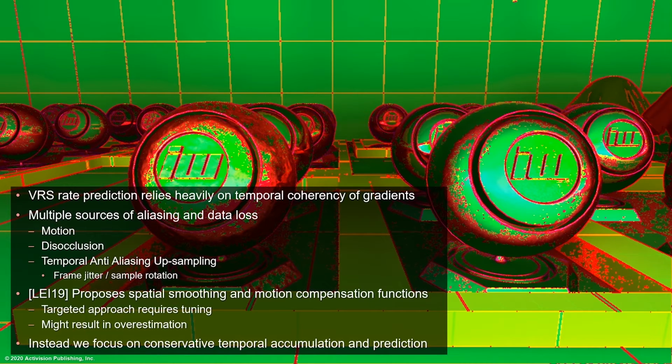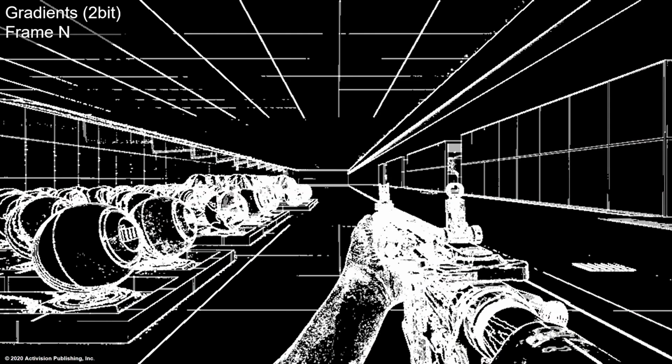And as I said, there are multiple sources of aliasing and data loss, and we need to find ways to stabilize them over multiple frames. There are a couple of proposals of using spatial smoothing and motion compensations functions to somewhat stabilize the data. However, those are very targeted approaches that require a lot of tuning and might result in overestimation. In our case, we focus on conservative temporal accumulation and prediction.